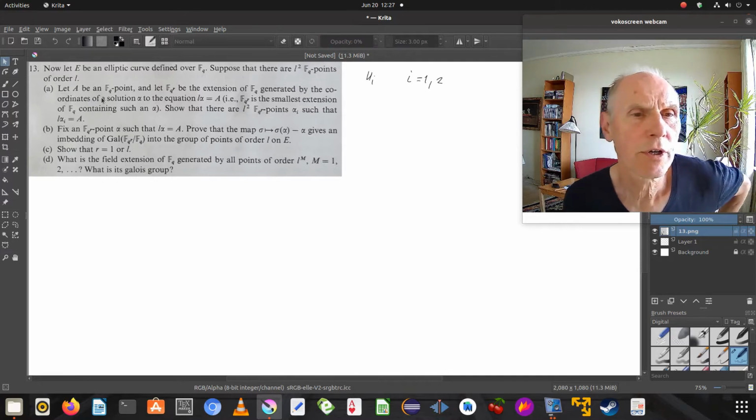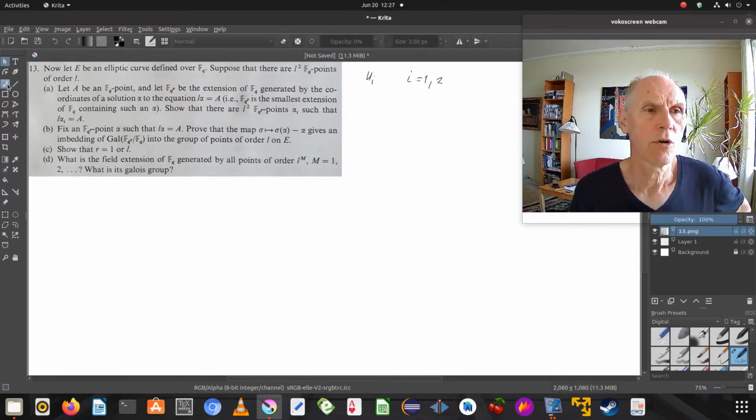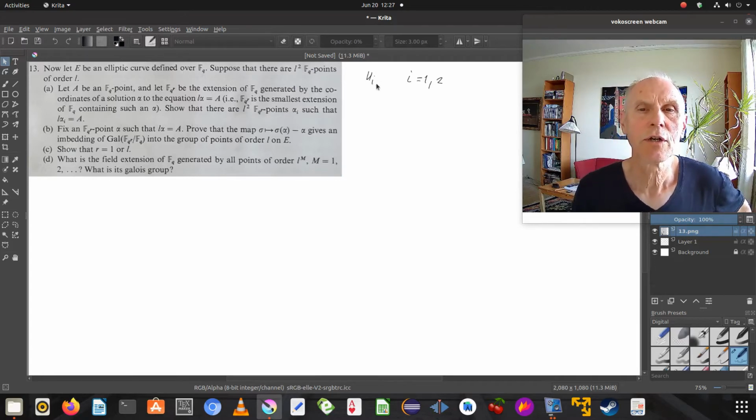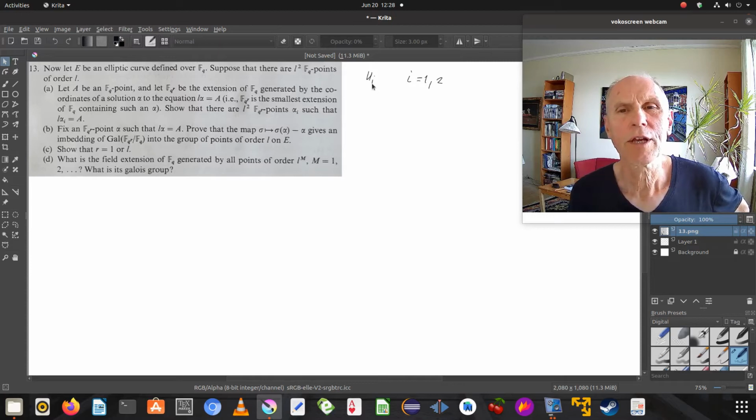Maybe I should explain why we have two generators. If there's only one generator, u_i, then u_i to the Lth is unity. That gives L points, so there needs to be another. Could they come from the same generator? Not without hitting the same family.